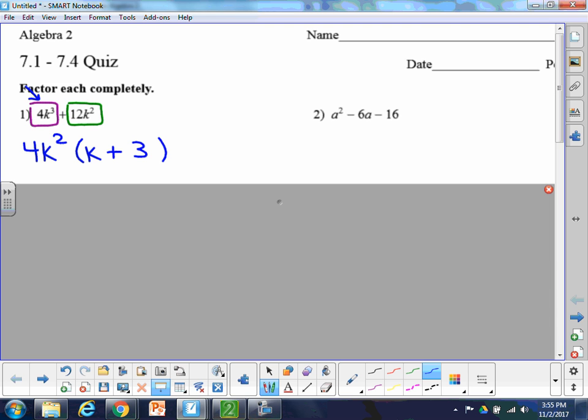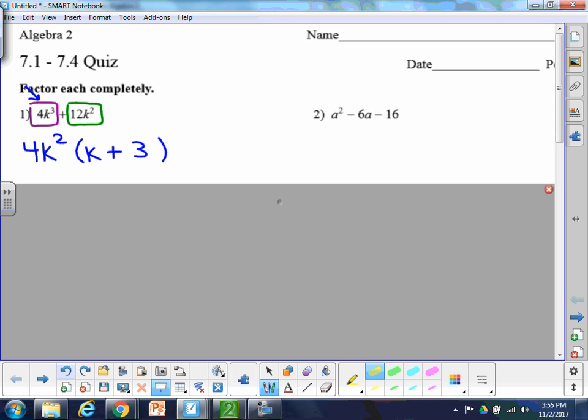And then if you want to check it out, like I said, just distribute it and make sure you get the original term back. And you can always take a peek at the k plus 3 there. Make sure it does not have any common factors. Okay, if it did, that means we didn't take out the greatest common factor the first time. But k plus 3 does not have anything else to divide out, so that one would be done.